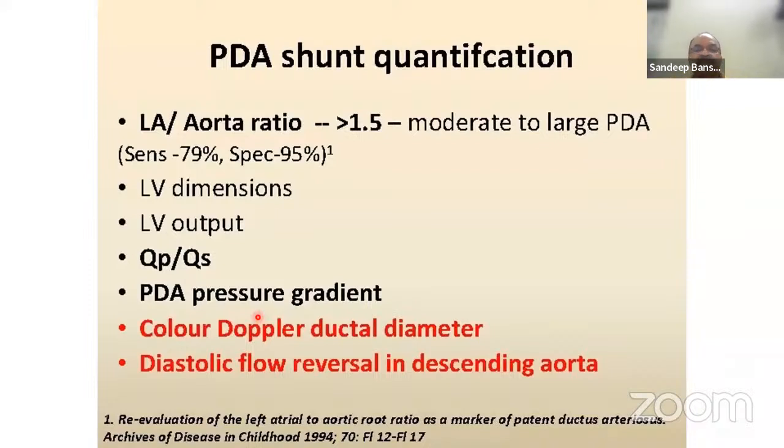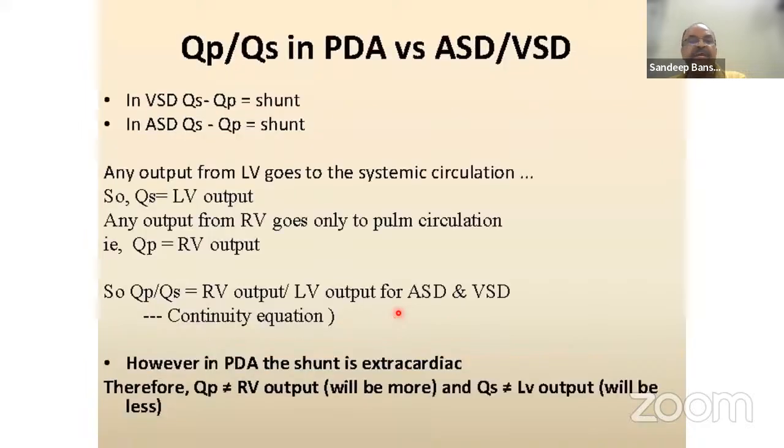Now, shunt quantification across the PDA. One thing that we look for in the echo is the LA to aorta ratio, and if it is more than 1.5, then it is at least a moderately large PDA. We also look at the LV dimensions, which will get increased. We also look at the QP:QS, and we also look at the PDA pressure gradient if we can, but that is a difficult to view kind of scenario.